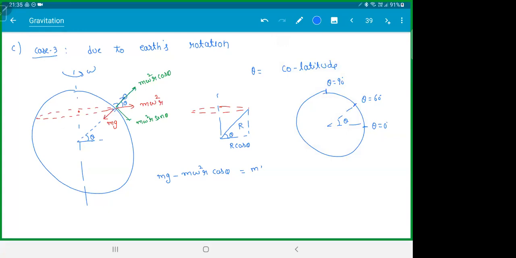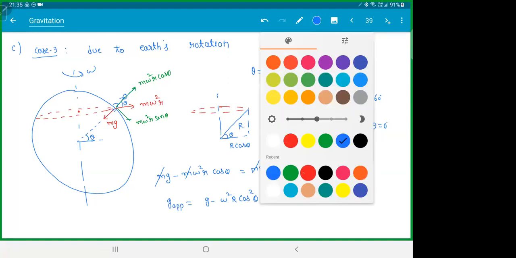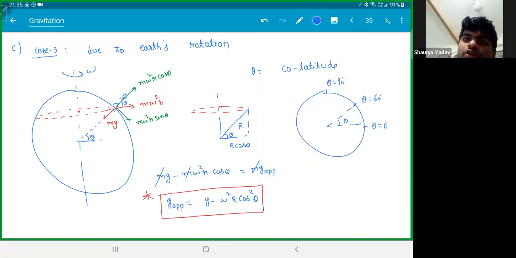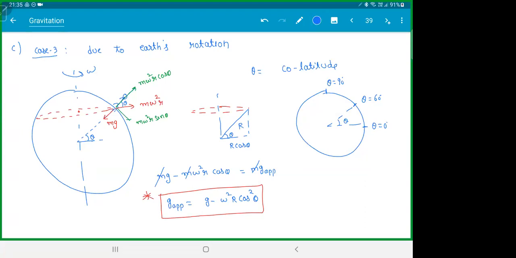So this is your mg apparent. M cancels off, and we get g apparent is equal to g minus omega square r cos theta, cos square theta. Be careful. It is not just cos theta, it will be cos square theta. So what is the m omega square r sin theta doing? It's doing nothing. It is just a tangent. There's no one to balance there actually.